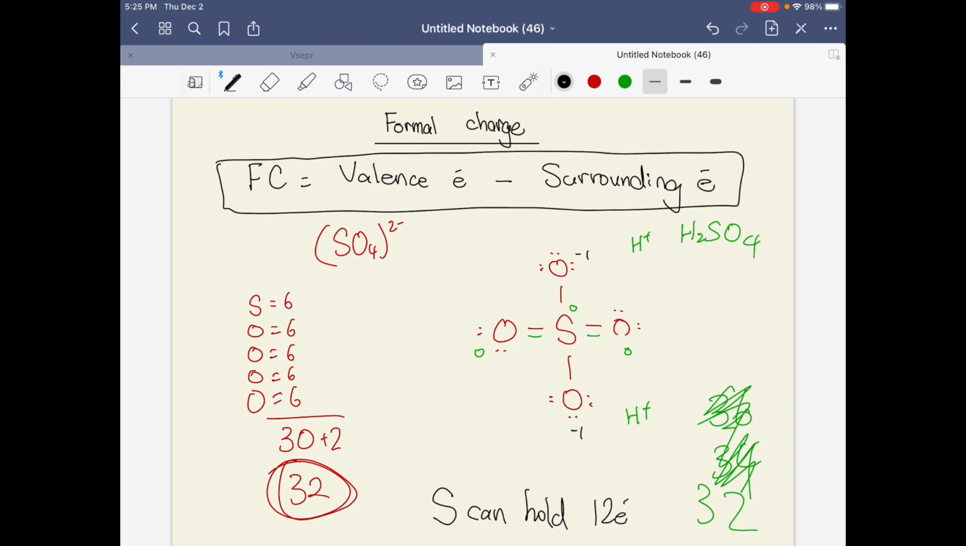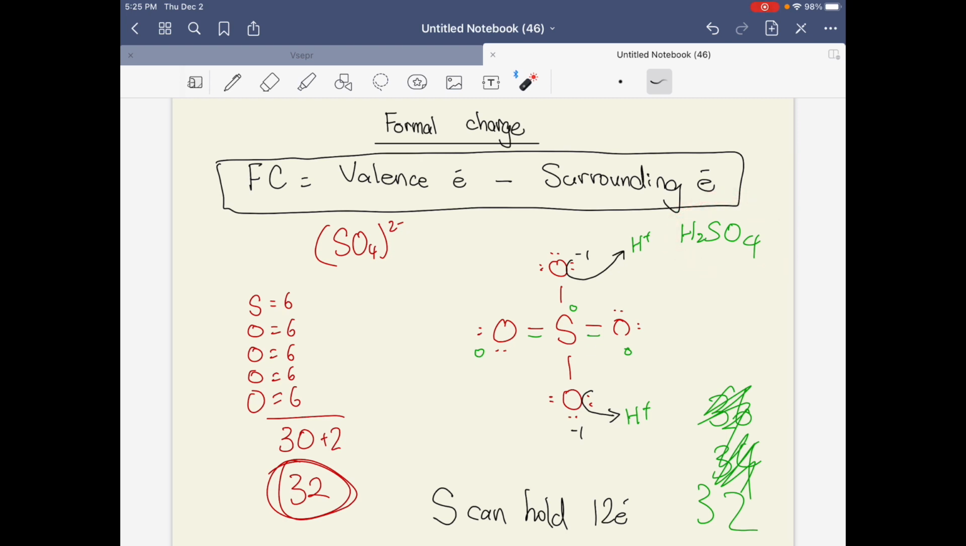Only oxygen would want to pick up these H+. Okay? These H will not be here. No. Okay? It would rather be here via dative bond or coordinate covalent bond. Okay? And that's where you'll get H2SO4.